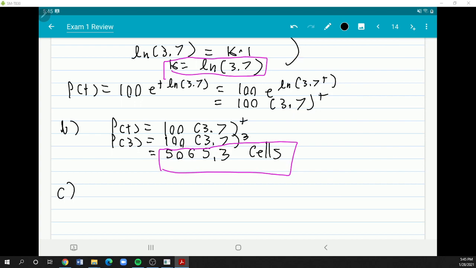C at first glance looks like it could be difficult, but it's not bad. Find the rate of growth after 3 hours. It might be a little bit of a throwback, but what does rate of growth mean? In a calculus class, if you hear rate of growth, you should be thinking derivative. So P prime of t is, let's see, this is an exponential function, so it's 100 times 3.7 to the t times natural log of 3.7, because that's our rule for taking derivatives of exponentials.